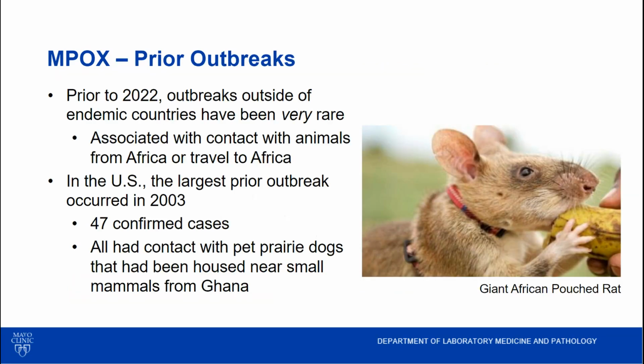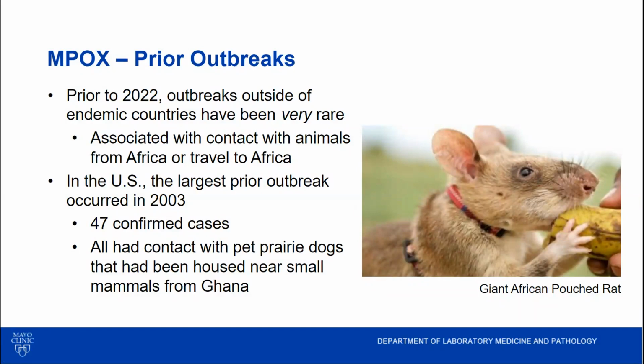So prior to this year, outbreaks of this virus outside of endemic countries in Africa have been extremely rare. And the outbreaks that have occurred have been associated with contact with animals from Africa or travel to Africa. Now, there has been a large outbreak in the United States prior to this current outbreak, and that occurred back in 2003. But the scale was dramatically different. In 2003, there turned out to be 47 confirmed cases.